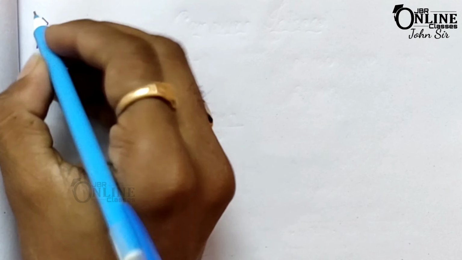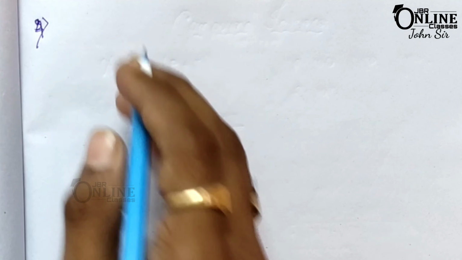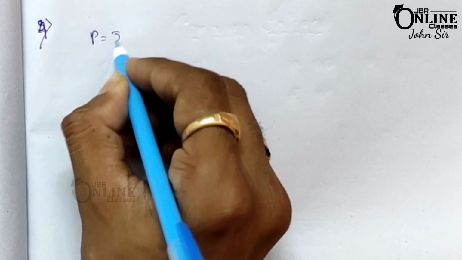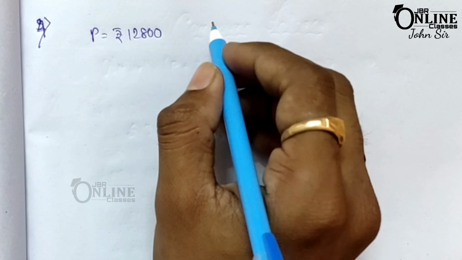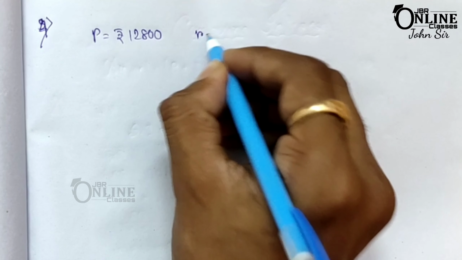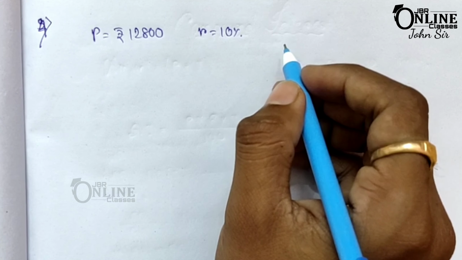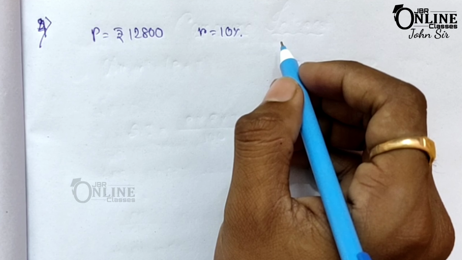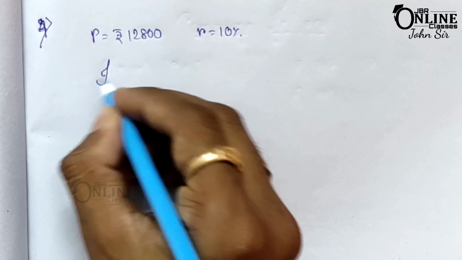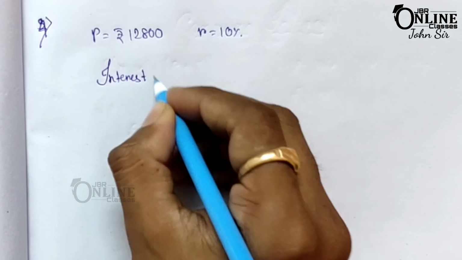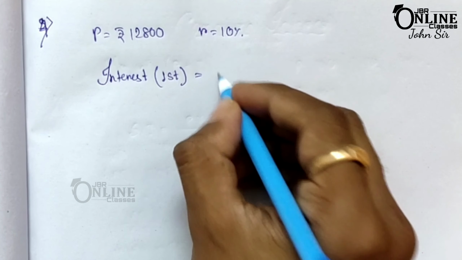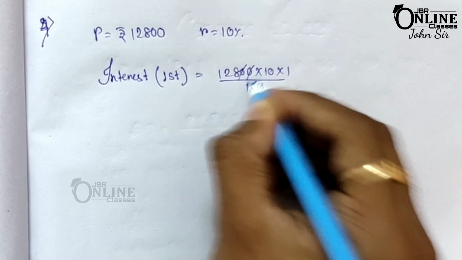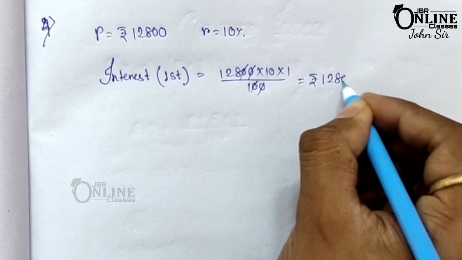Sum number 4, not 3, it's sum number 4. Ramesh invests rupees 12,800. So here principal equals rupees 12800 for 3 years at the rate of 10% per annum compound interest. First one, the sum due to Ramesh at the end of the first year. First you have to find the interest for the first year, and that equals 12800 into 10 into 1 by 100. So that equals rupees 1280.